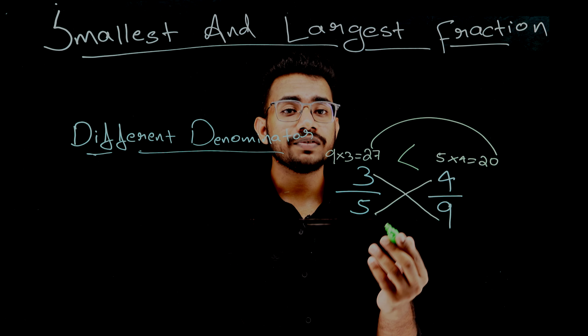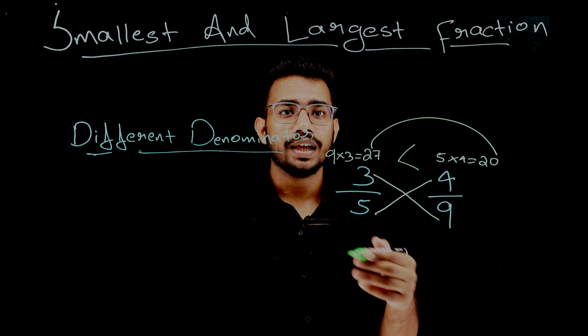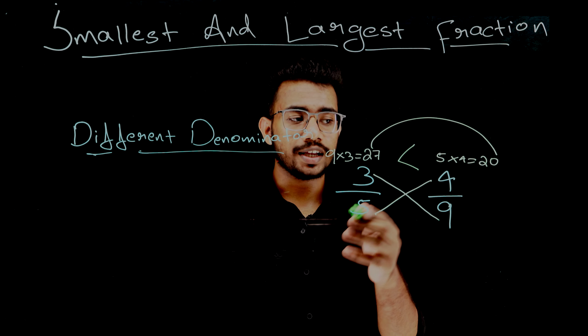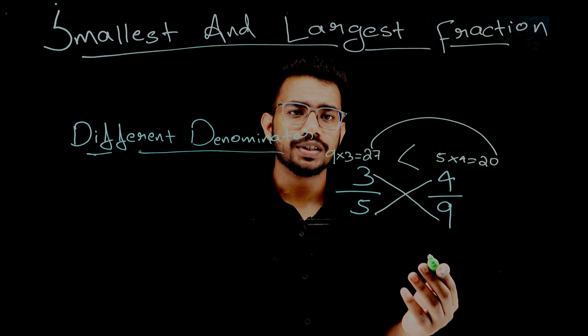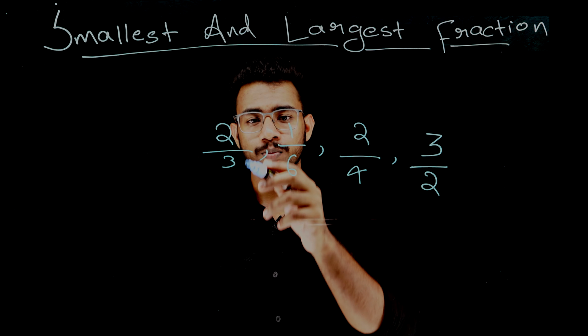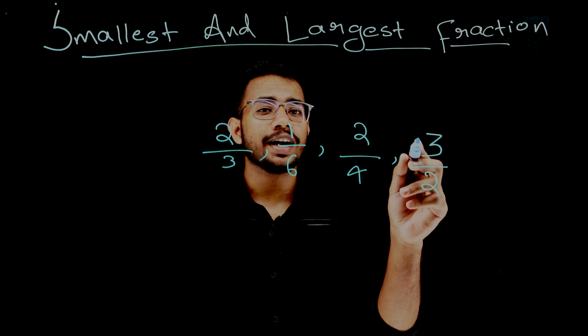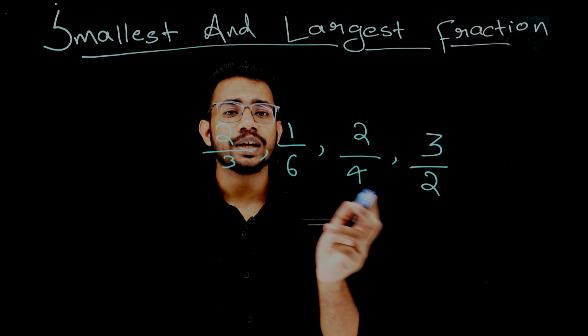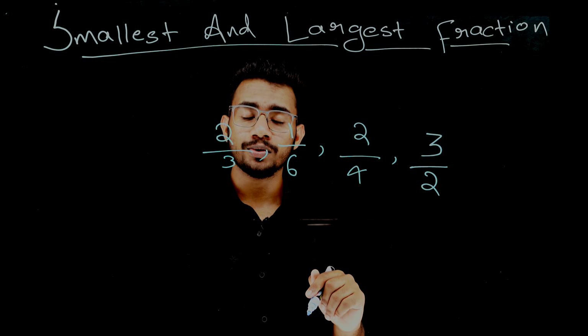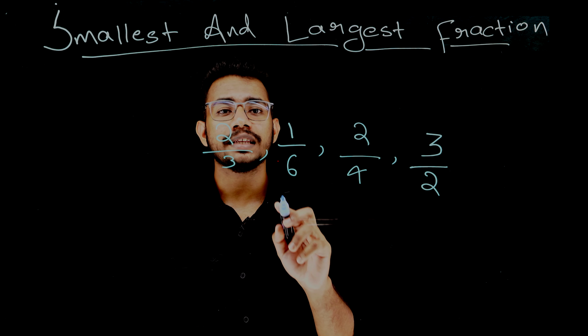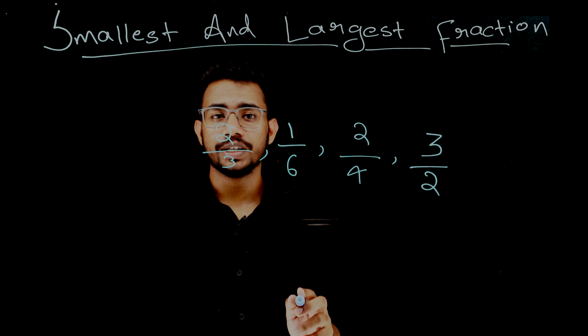Now what happens if I'm having more than two fractions, or let's say they're asking us to arrange a group of fractions in some order, ascending or descending, and that is what we are going to see now. Let's consider the fractions 2 by 3, 1 by 6, 2 by 4 and 3 by 2, and let's say I need to arrange these fractions in ascending order. The first thing you have to do here is find the LCM of all the denominators.